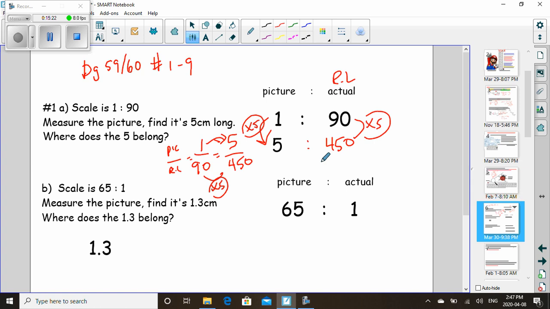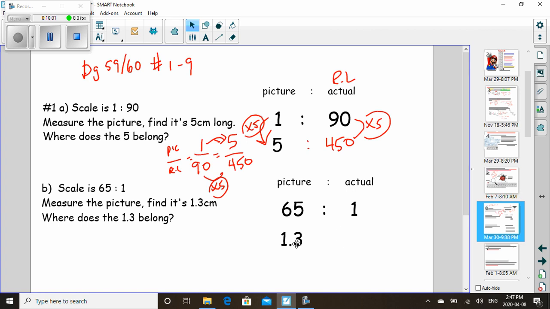Okay. The second question is 65 to 1 scale. That's a much bigger picture than it is in real life. It's 65 times larger on the picture than it is in real life. So where does the 1.3 go? What does it say? Measure the picture. So we measured, these look like little pills or something. I don't know. Find out that it's 1.3 centimeters long. That's a measurement of the picture. So where does the 1.3 go? Is that a picture measurement or is that an actual measurement? I measured the picture. It's a picture measurement.